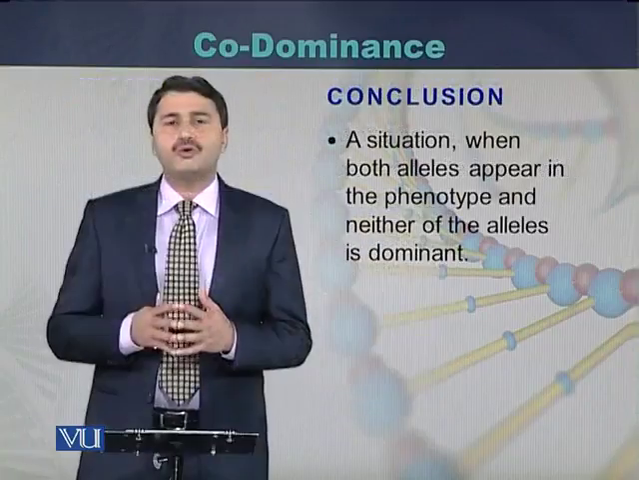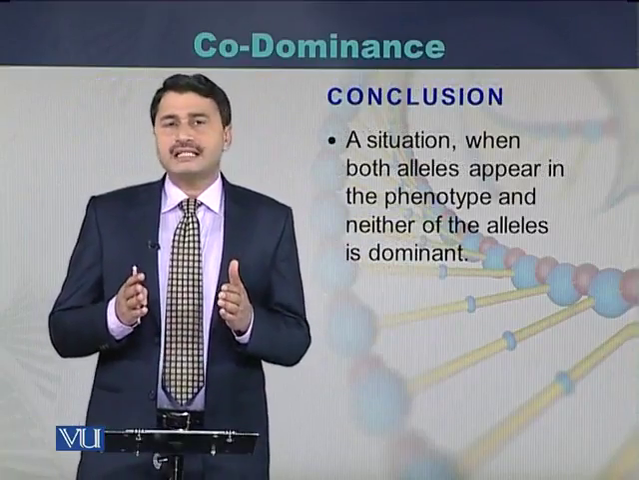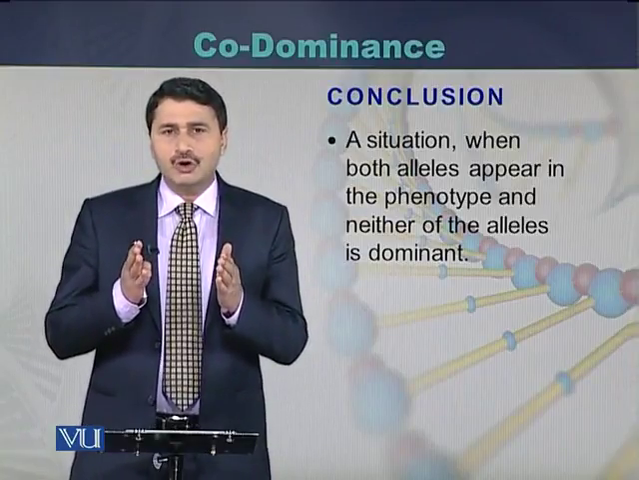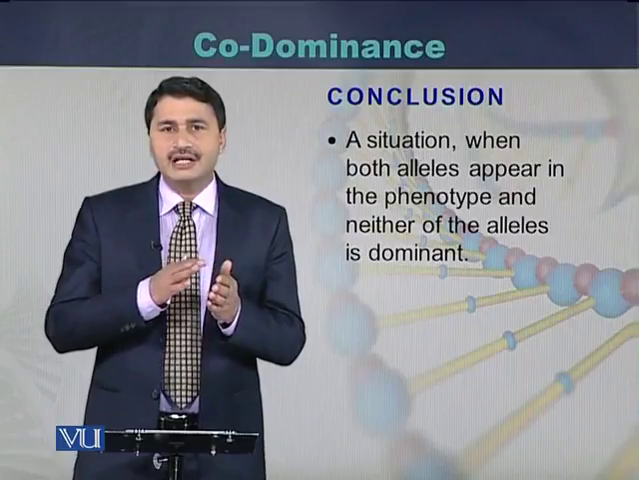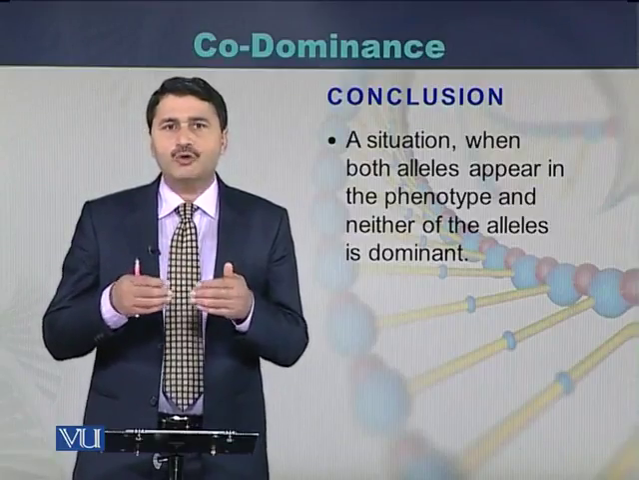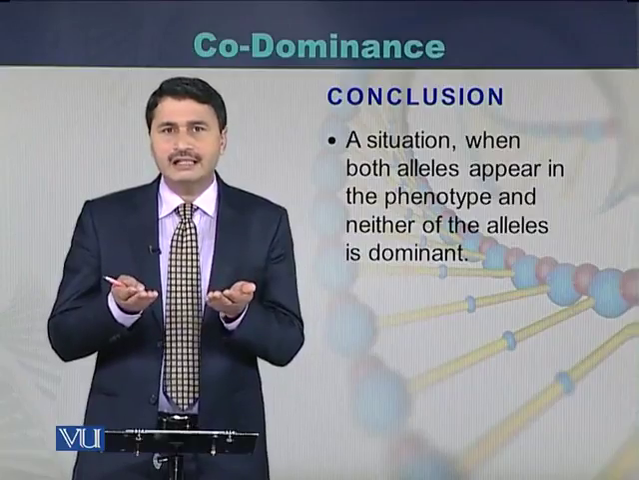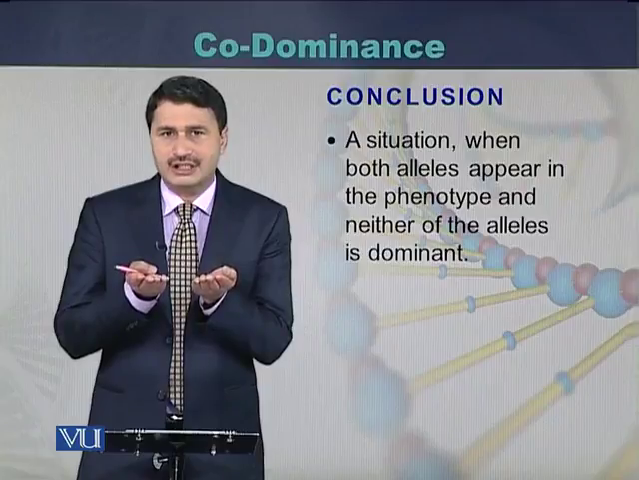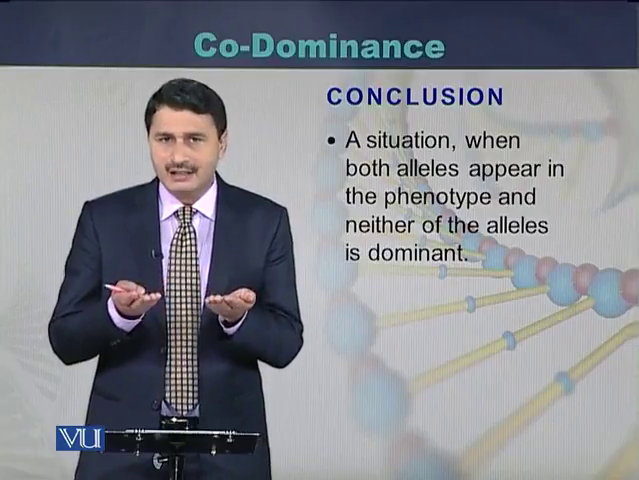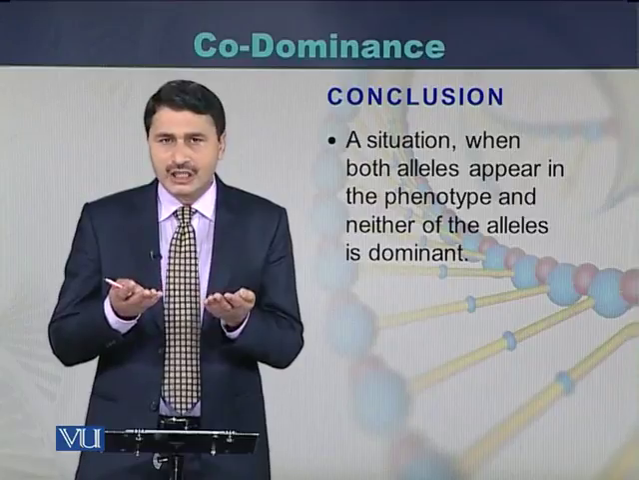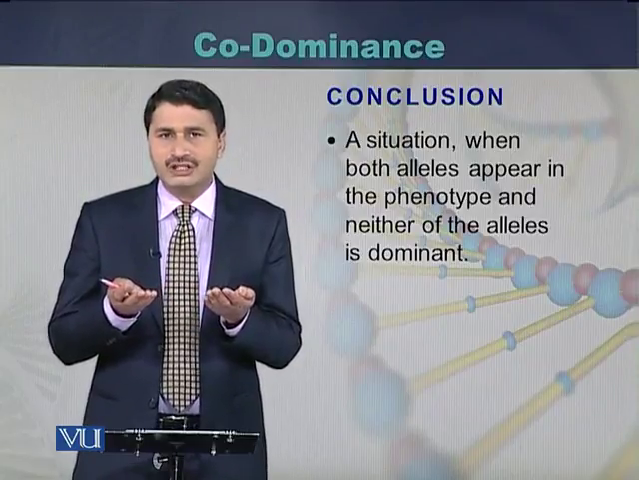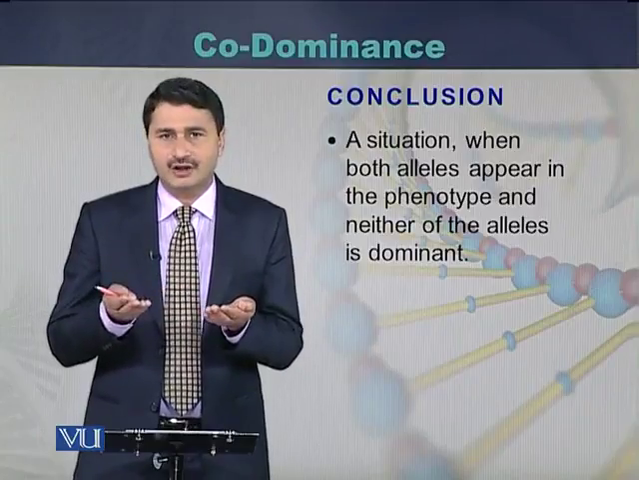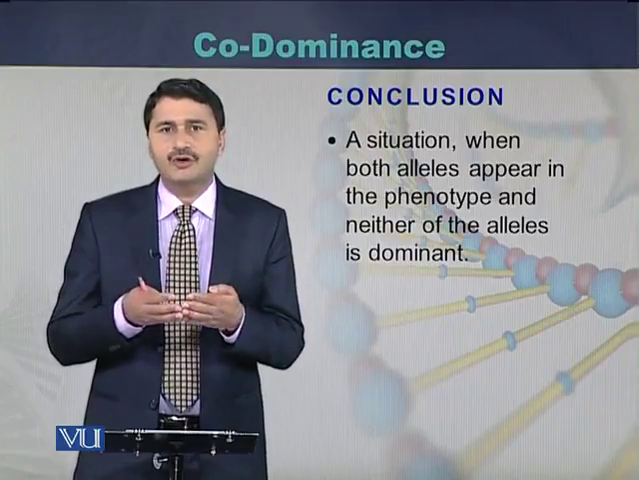So we can conclude that codominance is a phenomenon where both alleles show a parallel behavior and none of the alleles is dominant over the other. Both alleles show their expression in a heterozygous condition, like in human blood, like in roan cattle, or like in horses if there is a cross between a gray color horse and a white color horse. These are the examples of codominance.